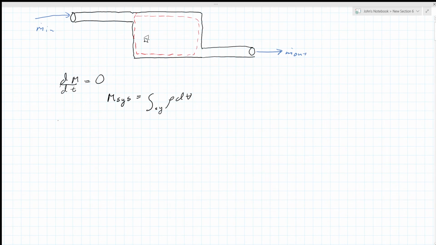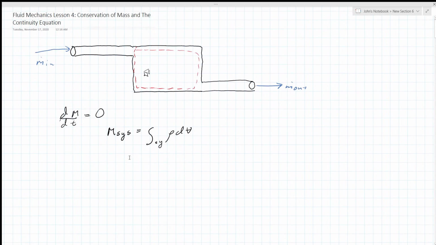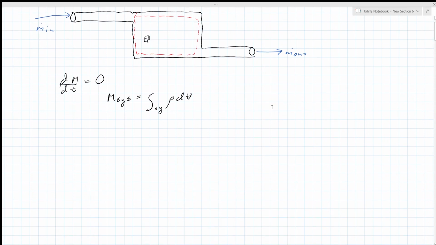For the continuity equation, we're dealing with conservation of mass, so the rate of change with respect to time of the mass within our system is equal to 0. So we have to take the derivative of this with respect to time. So dm/dt is equal to d/dt of the integral over our system of rho dV. And remember, this is with respect to volume in fluid mechanics.